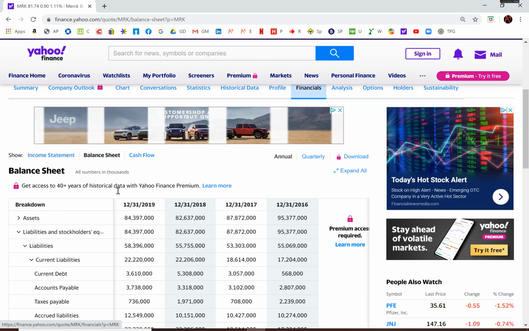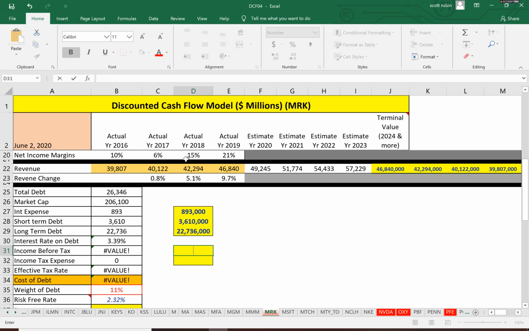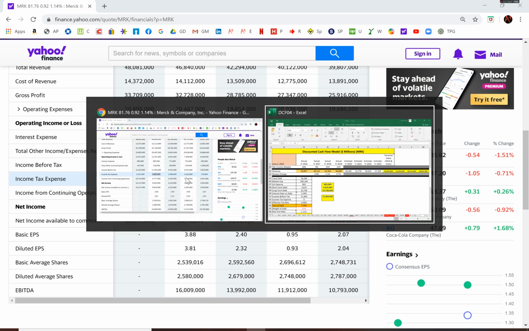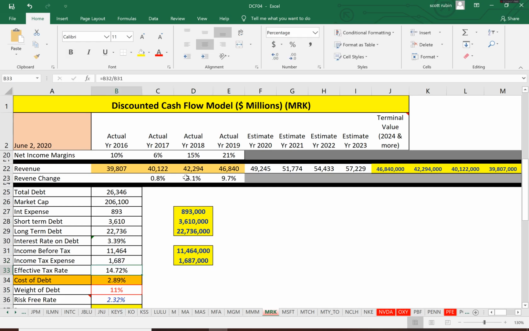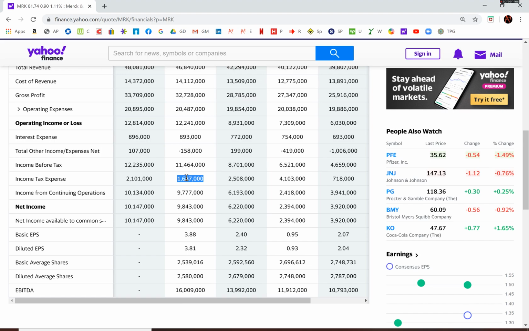We'll go to the income statement. Income before tax. And now income tax. 15%. So the cost of debt is 2.9%. And they have 11% debt in their capital structure, which isn't too bad. You generally want low debt. So that's not too high.